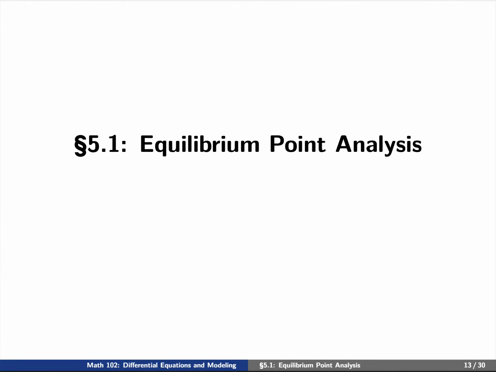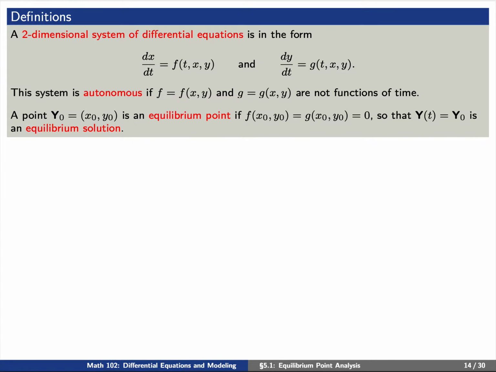Today, we're going to talk about equilibrium point analysis of a system of equations. As a reminder, say that we have a two-dimensional system of differential equations in the form dx dt equals f of t, x, and y, and dy dt equals g of t, x, and y. Recall that this system is said to be autonomous if f and g are not functions of time. A point, capital Y sub 0, is said to be an equilibrium point if f of that point equals 0 and g of that point equals 0. So that capital Y of t, which equals that constant point, is called an equilibrium solution.